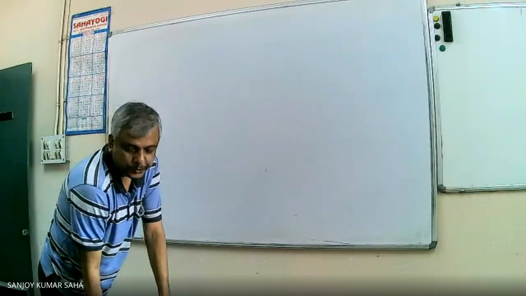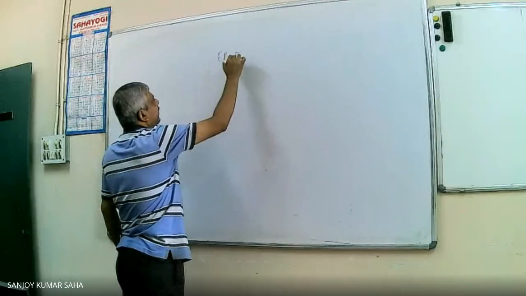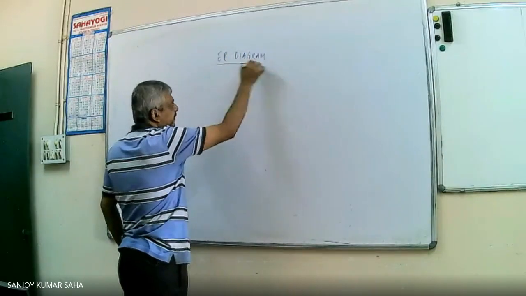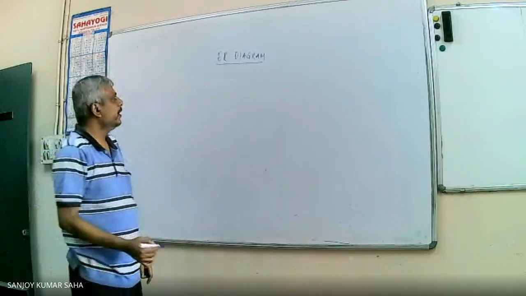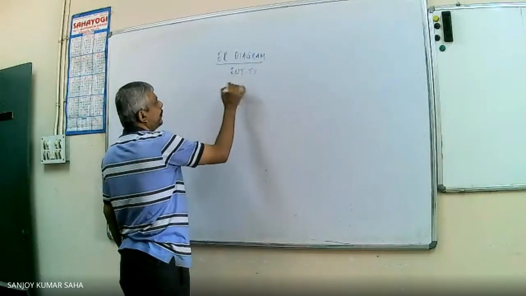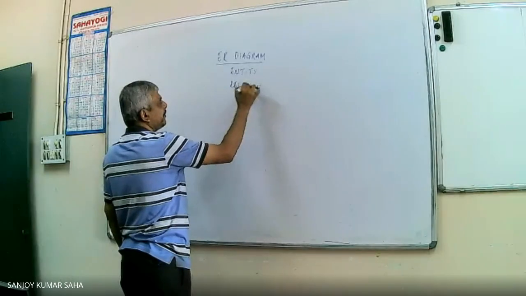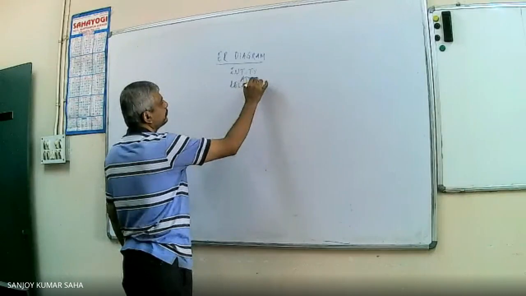So basically, we were discussing the ER diagram. Basically, that is the first step towards designing the database. And we know entity, we know relation, different types of attributes. So basic things we know.